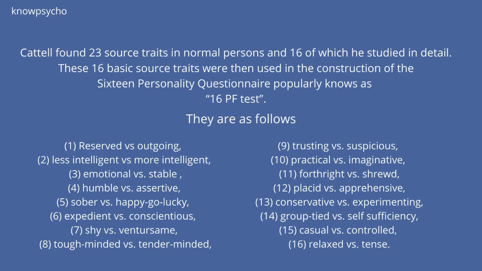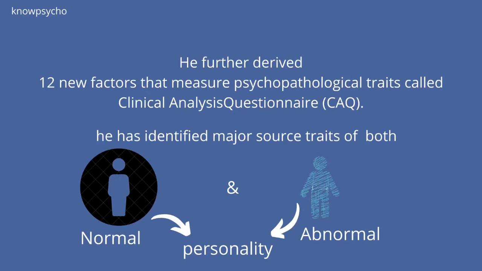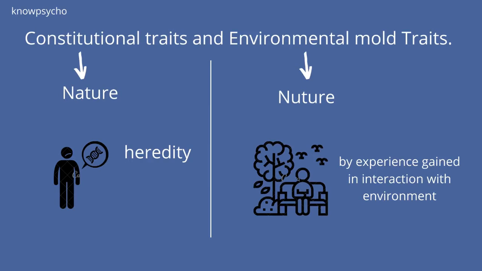These 16 basic source traits were then used in the construction of the 16 personality factor questionnaire, 16PF, popularly known as the 16PF test. They are as follows. He further derived 12 new factors that measure psychopathological traits, called the Clinical Analysis Questionnaire, CAQ. He has identified major source traits of both normal and abnormal personality.